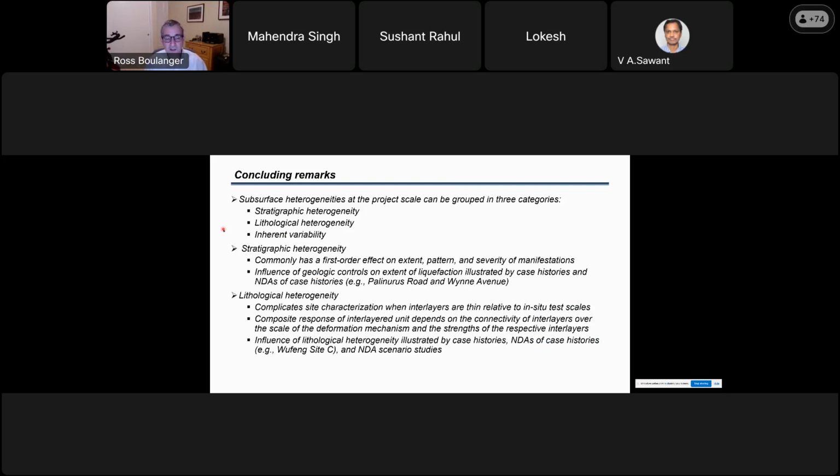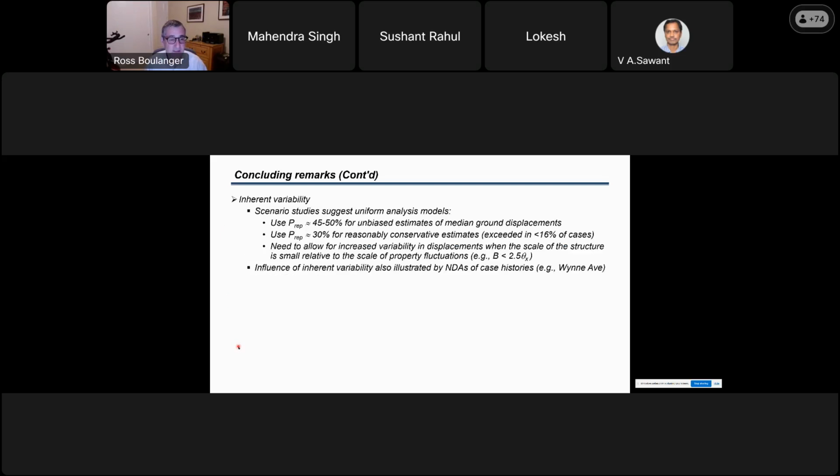When it comes to lithological heterogeneity, they pose their own challenges. One of the biggest ones is it complicates site characterization whenever the interlayers are thin relative to our in situ tests. And that's an area that needs more research. The composite response of these deposits is really going to depend on how interconnected the interlayers are over the scale of the mechanisms that affect our structure and the strength of the respective interlayers. And we gave some examples and scenario studies to illustrate those issues.